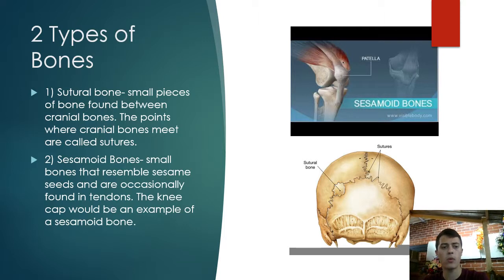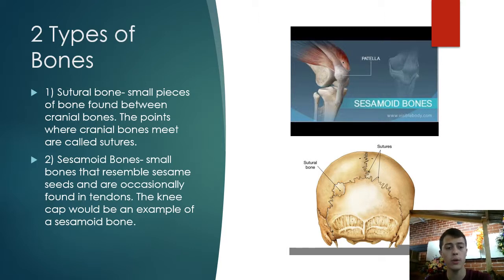There are 2 types of bones in the body. The sutural bone refers to small pieces found between the cranial bones in the skull. The points at which the cranial bones meet are called the sutures. It brings to remembrance when we're embalming, when you're finishing up and you close the incision by suturing it shut. It also brings to mind the small points at which the bones meet. Small stitches close up the incision.